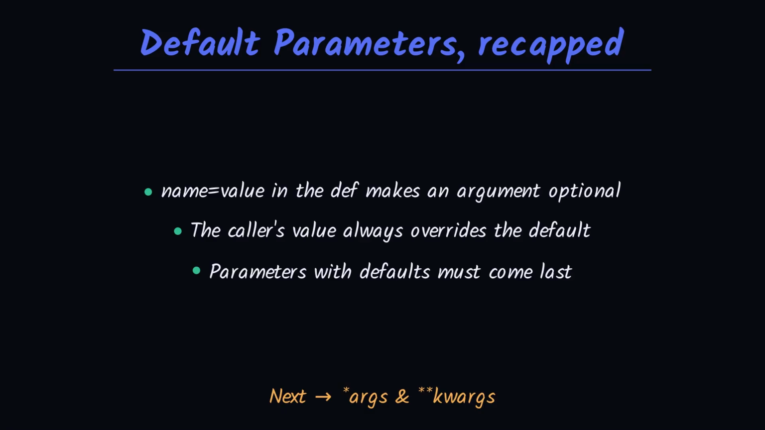Write a function called join that takes 2 words and an optional separator that defaults to a space and prints them joined. Call it once with a separator and once without. Go build it.